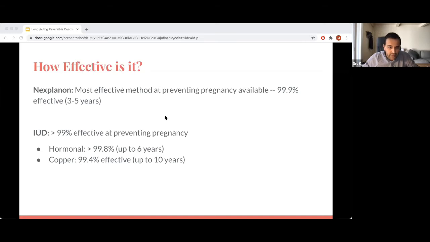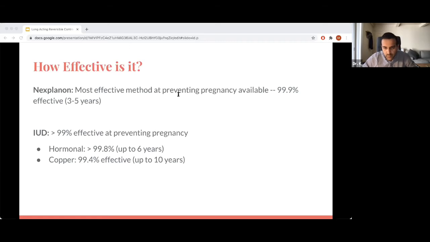The hormonal method is greater than 99.8% effective. It can be used for up to 6 years. Other things it can do is reduce heavy menstrual bleeding and anemia. And there is a condition called endometriosis where you can have really bad pain. It can potentially reduce pain from that. And there is some research showing that it can reduce your risk of getting cervical cancer in certain populations. So really effective methods, both the IUDs as well as the Nexplanon.